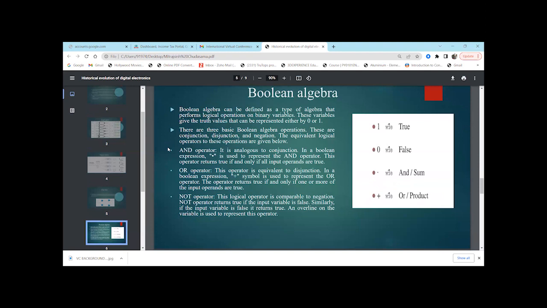Boolean algebra can be defined as a type of algebra that performs logical operations on binary variables. These variables give the truth tables that can be represented either by 0 or 1, like we showed previously with the gates also. There are three basic Boolean algebra operations: conjunction, disjunction, and negation. The equivalent logical operators to these operations are given below. The AND operator is analogous to conjunction. In a Boolean expression, a dot is used to represent the AND operator. This operator returns true if and only if all input operands are true.